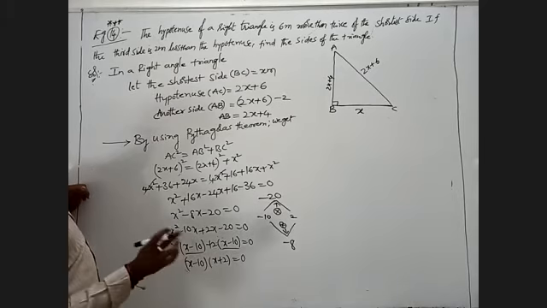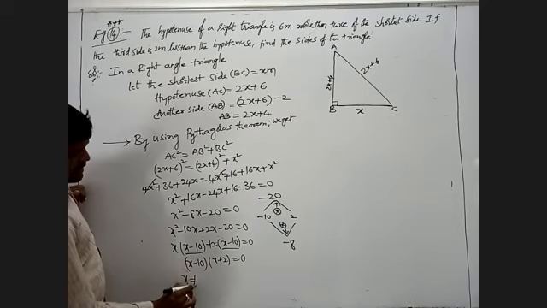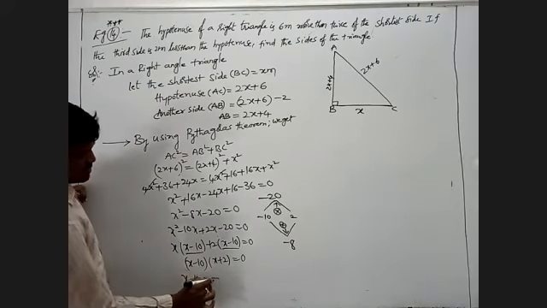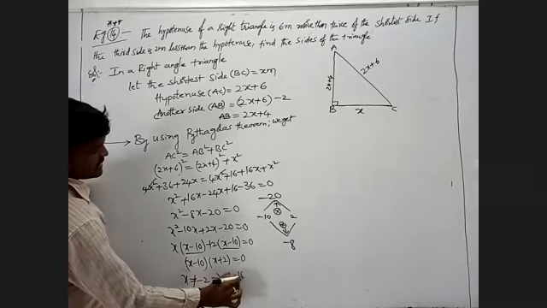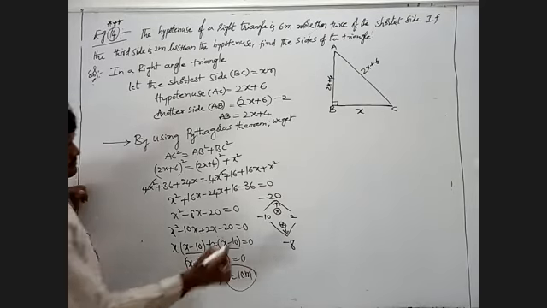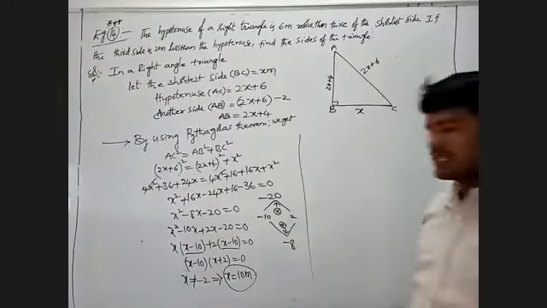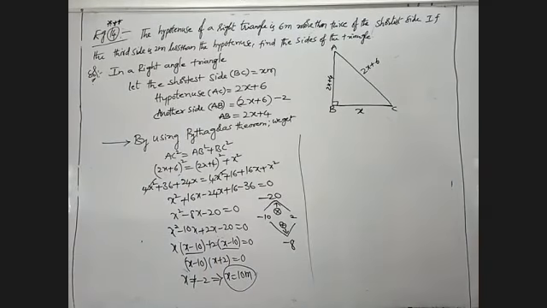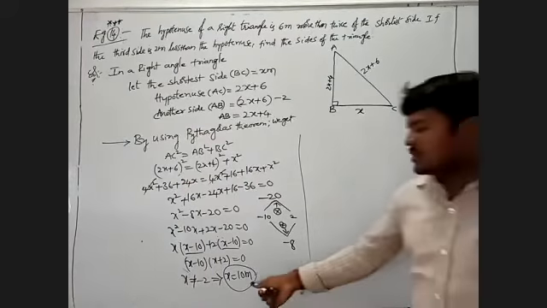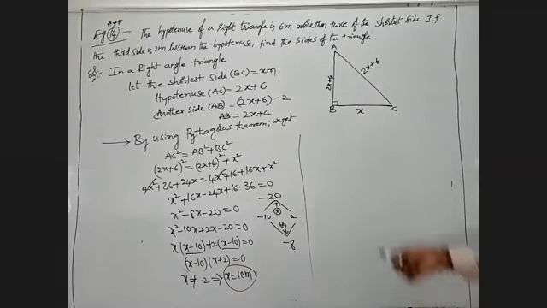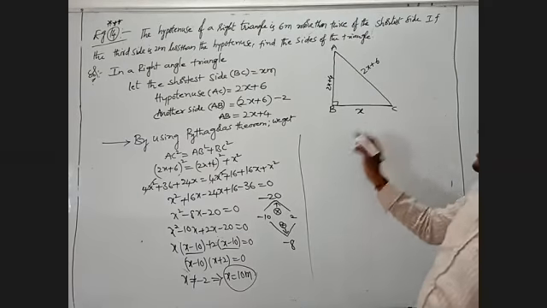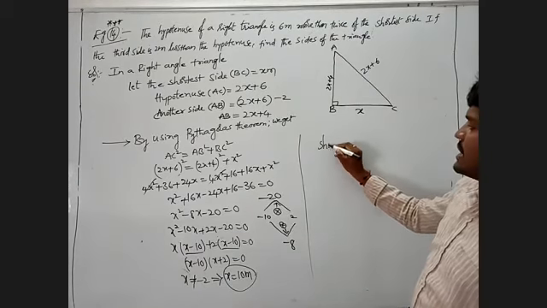Length cannot be negative, so x does not equal minus 2. Then x is equal to 10 meters. We will observe that x equals 10 meters means we have to find their sides. First, I will find the shortest side.